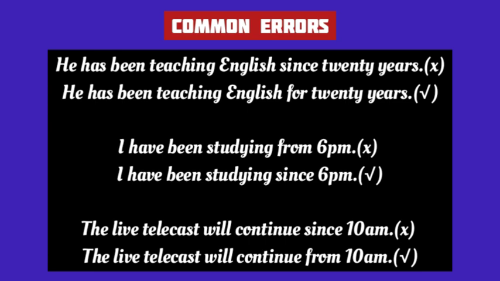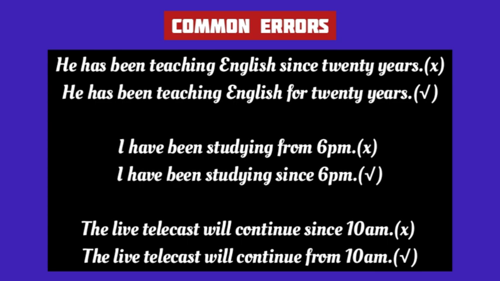Now let's look at some common errors made while using these prepositions of time. In the first example, preposition since has been used before the expression 20 years, which is a period of time. But we know that since is used only for a point of time, so it's wrong. So the correction is he has been teaching English for 20 years because for is used for a period of time.